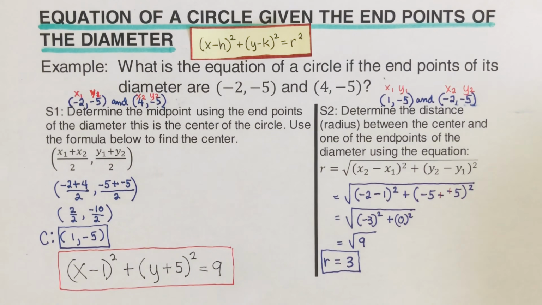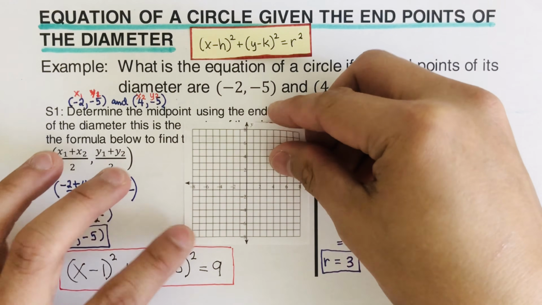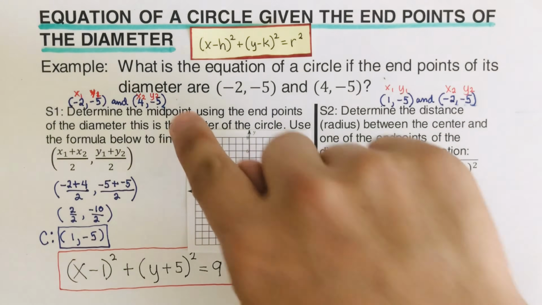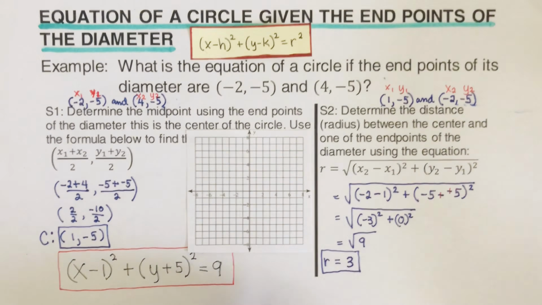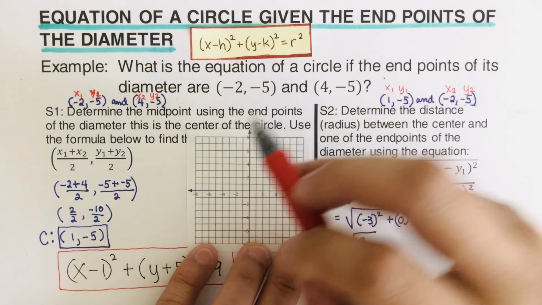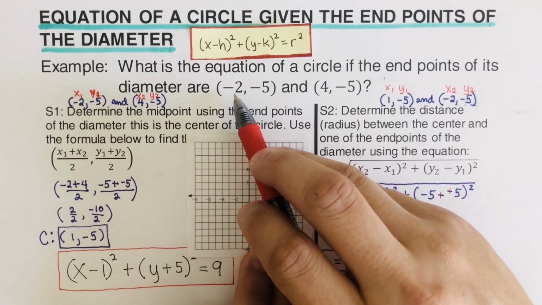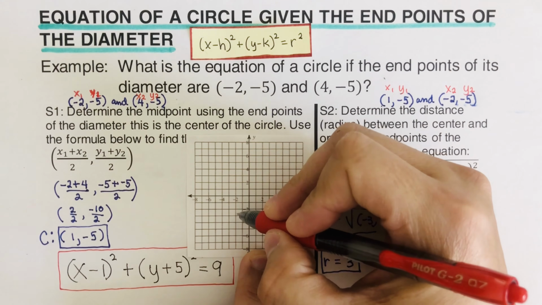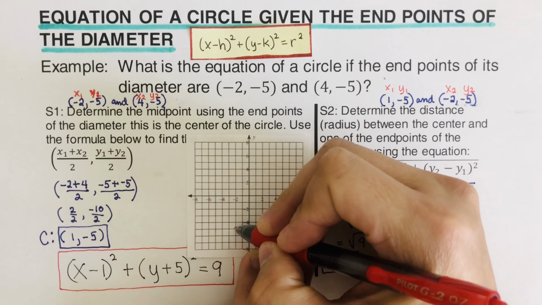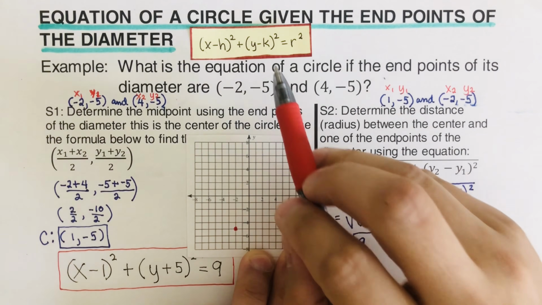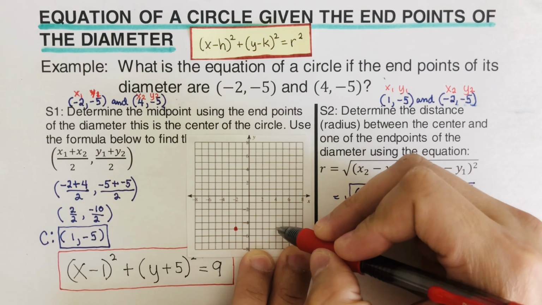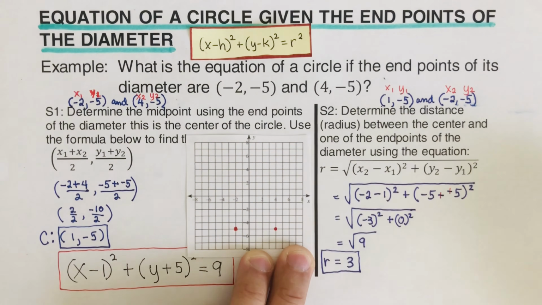endpoints of the diameter. Now let's draw this circle in this graph that we have over here, to better see what is the shape of the circle. Does it really pass through these endpoints? So first, it says here that the endpoints of the diameter are -2 and -5. So I'm going to put that in here. So -2 and then -5 would be here. That's the first endpoint. The other endpoint is 4 and -5. So 4 and -5 is right here. So that's the other endpoint.